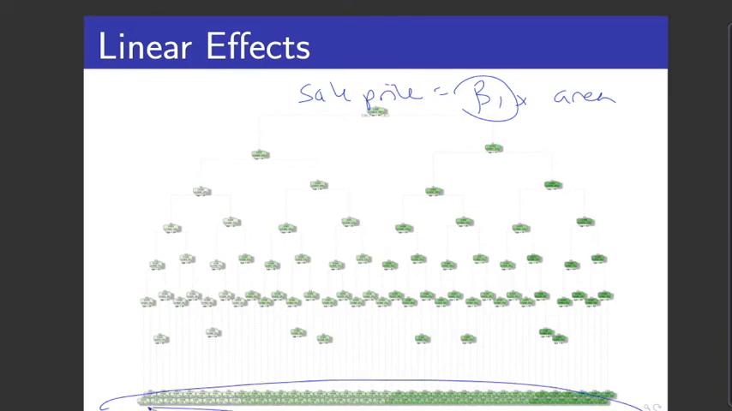Another problem is that one parameter on sale price is actually estimated using all of the data, but each of these leaves at the bottom is only estimated using the data that falls into that leaf. That means if there's any kind of noise in your data, you actually won't even pick up the linear effect properly.